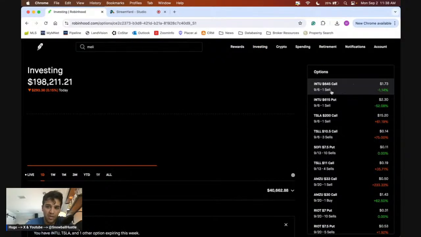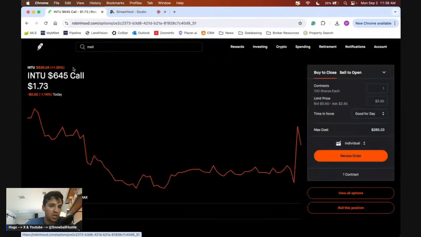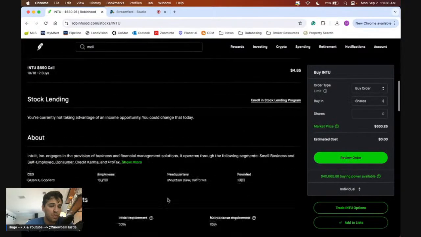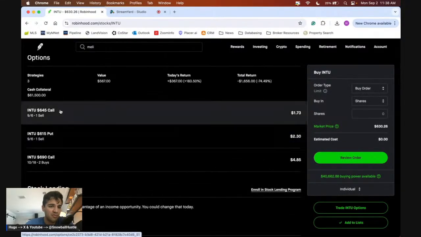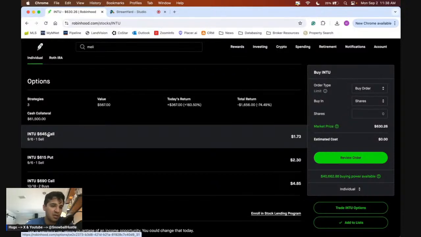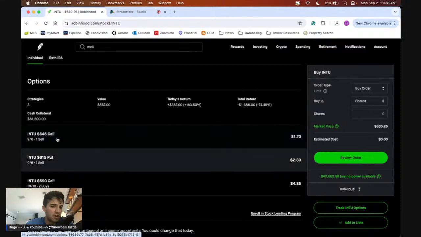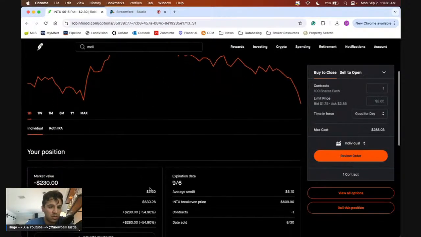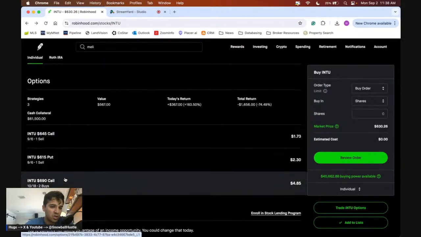So right now, looking at Intuit, just to go through the shares here, my open positions, I have a 645 call open for 9.6. This one's cutting it a bit close. Again, I'm not worried because I can continue rolling these out, but something I will keep an eye on. I have a 615 put for the end of this week as well that I sold. I think I sold this for 510, so I'm already up 280 on this.